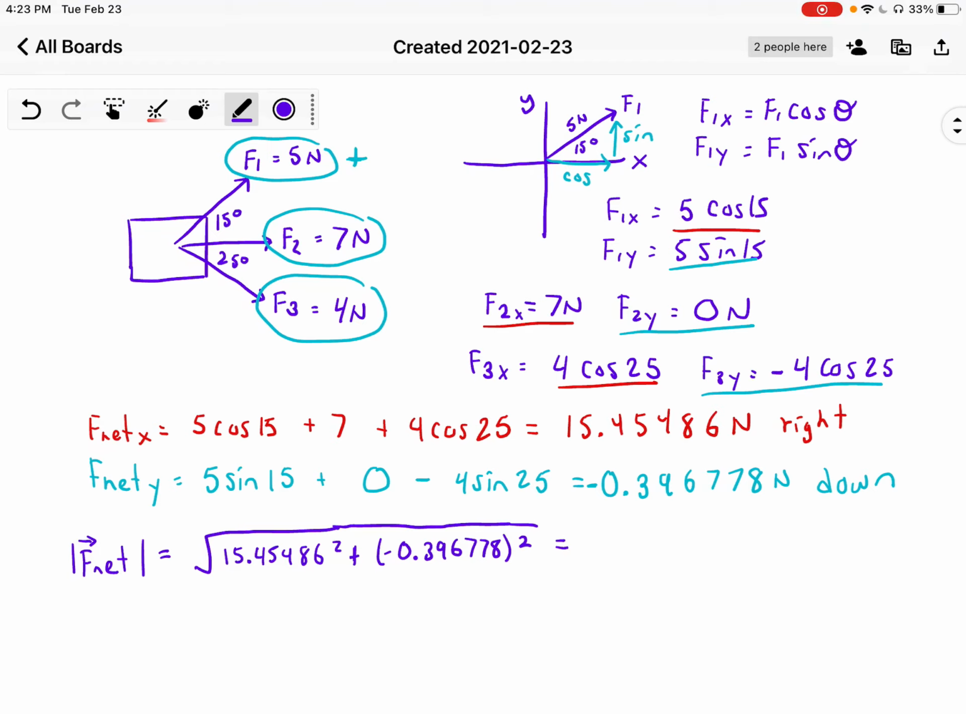the x value, there it is, 15.4548 squared, square rooted, and I get 15.45, which I'm going to just use 2 sig digs. So that's 15 newtons when I round it to 2 sig digs. So that's the number part.